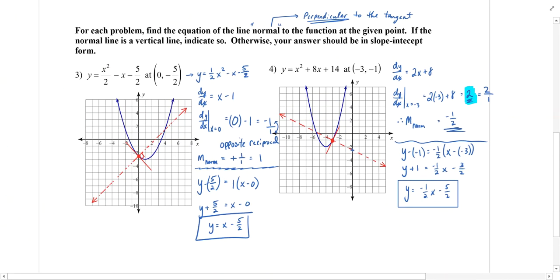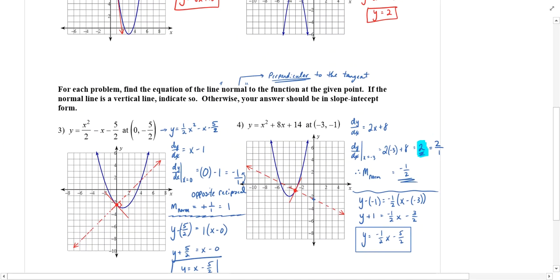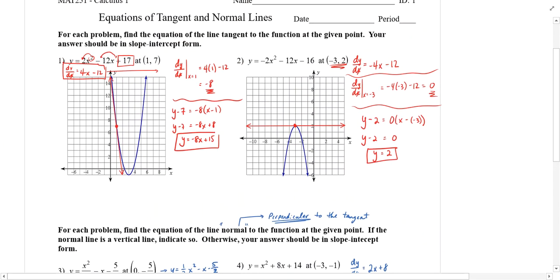So again, I hope that this video helps to clarify some things as well, not only the normal lines and the ability to find a derivative, but also the secondary derivative notation.